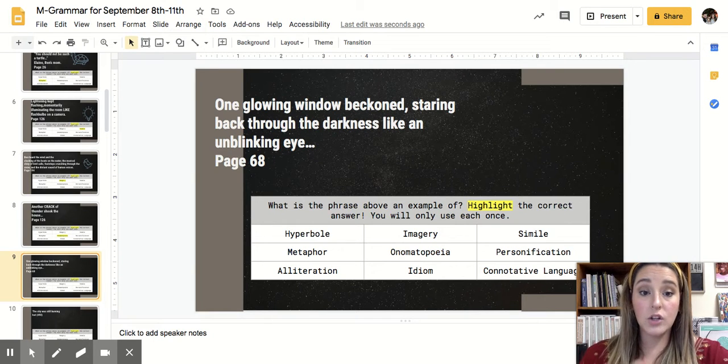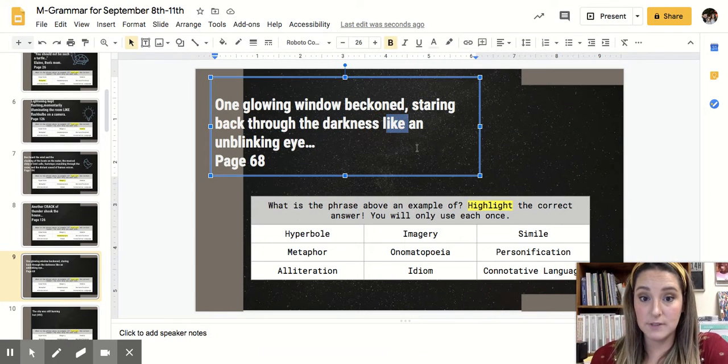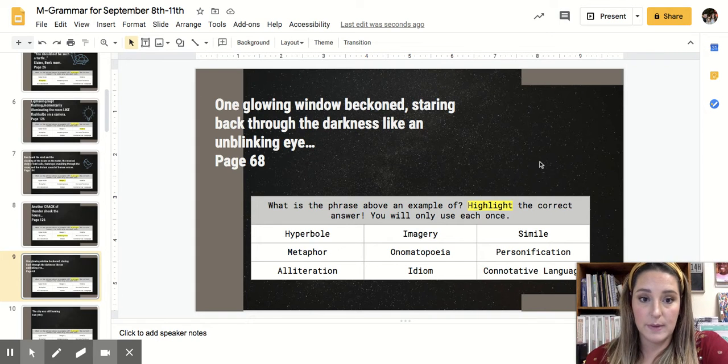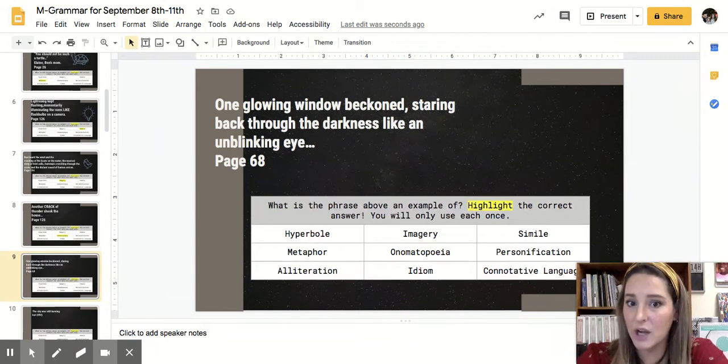Slide 9. One glowing window beckoned, staring back through the darkness like an unblinking eye. Now, we do have like here, okay? We do have like. So we know there is a comparison, all right? But let's think about it. One glowing window, we're talking about a window, beckoned, which means called to someone, kind of made them come to it. Staring back through the darkness like an unblinking eye. The window is staring.